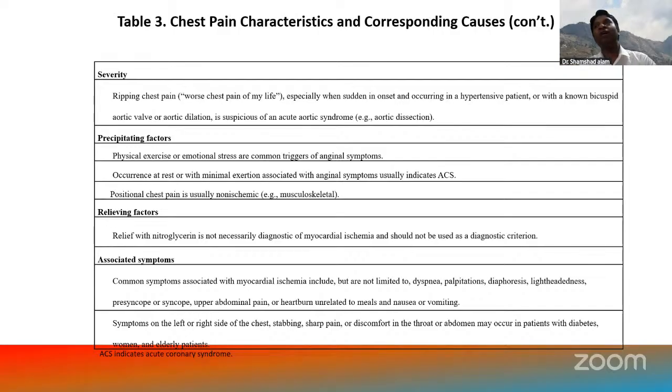Now, if it is positional, then obviously it is non-cardiac. How is it relieved? If it is relieved with rest, then obviously it is due to myocardial ischemia. If it is relieved with nitroglycerin, then obviously it is due to myocardial ischemia. If it is not relieved at rest, or if it is progressive, then obviously we have to rule out acute coronary syndrome too.